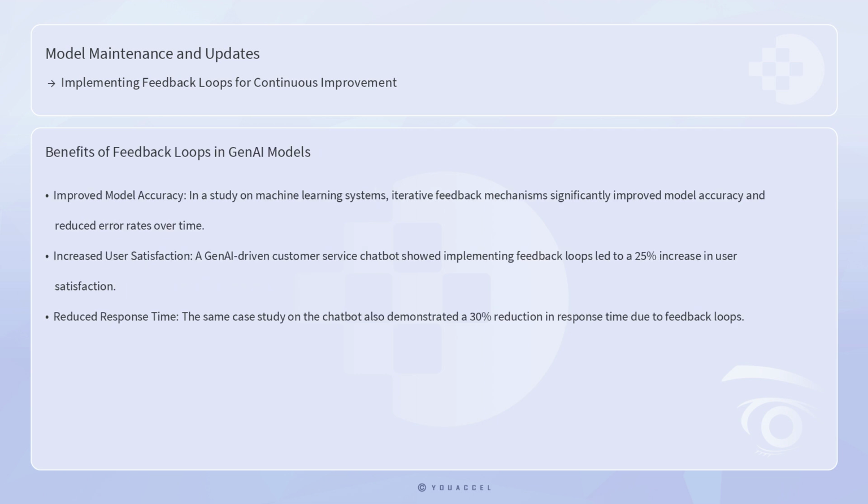The effectiveness of feedback loops is supported by empirical evidence and case studies. For example, in a study on the application of feedback loops in machine learning systems, researchers found that iterative feedback mechanisms significantly improved model accuracy and reduced error rates over time. Similarly, a case study on a GenAI-driven customer service chatbot demonstrated that implementing feedback loops led to a 25% increase in user satisfaction and a 30% reduction in response time. These examples underscore the tangible benefits of feedback loops in enhancing the performance and efficacy of GenAI models.